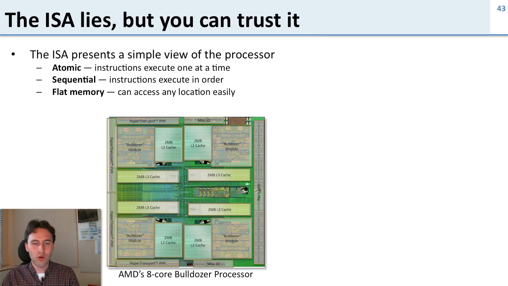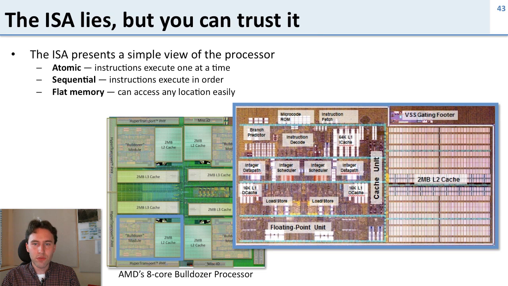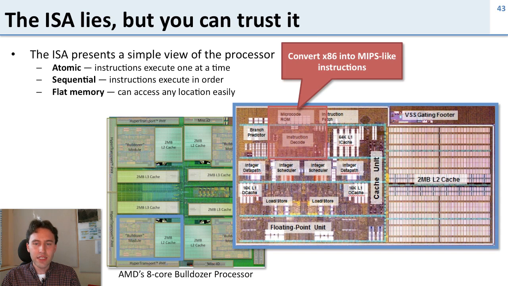So here's AMD's 8-core Bulldozer processor. You can see there are 4 modules here. Each module has 2 cores. Let's zoom in on one of these modules. So here's the processor core, and it's got a lot of stuff in it. If we look at what's up here, this is the microcode ROM and the instruction decode. This part right here is basically taking x86 instructions and converting them into MIPS-like instructions. So when I told you that x86 was a memory register machine, that's true, but internally it works just like a register-to-register machine. So a load-store machine internally, because it converts the x86 instructions into load-store instructions.